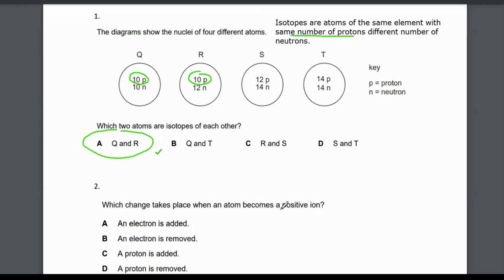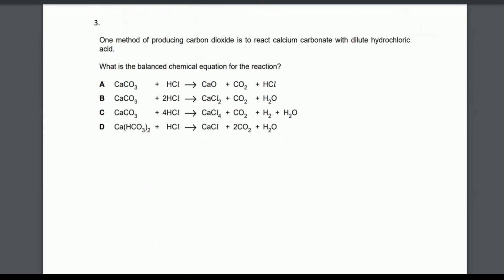Which change takes place when an atom becomes a positive ion? Hopefully you know the definition of an ion. It's when an electron has been gained or lost. So here's an example of when an electron is lost. We've got sodium going to become a sodium ion. So our answer is B, when an electron is removed.